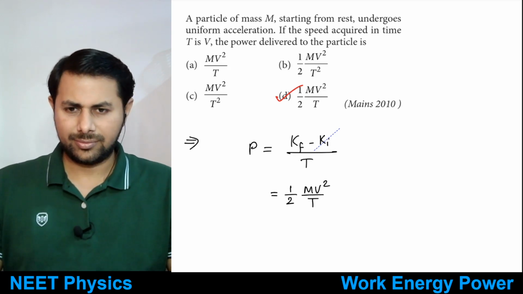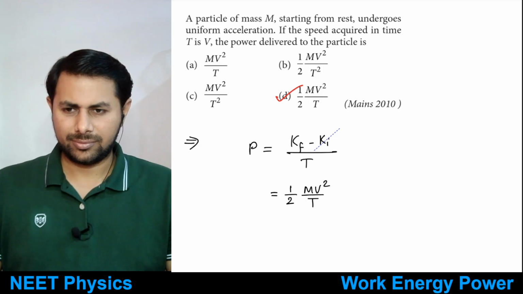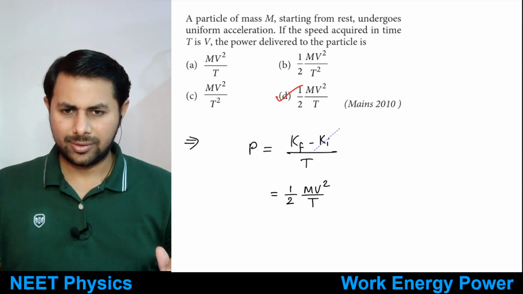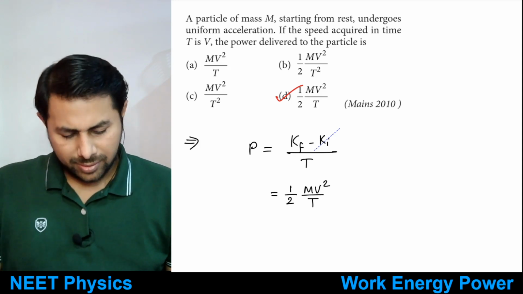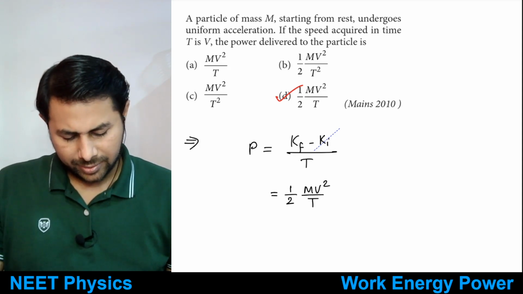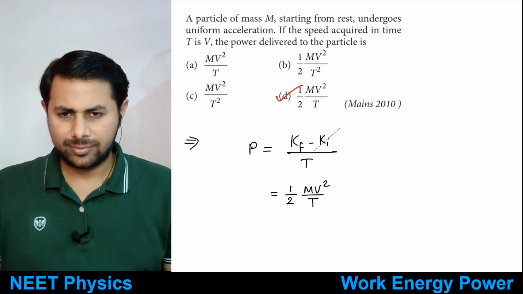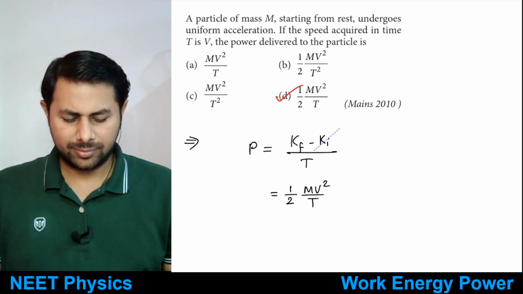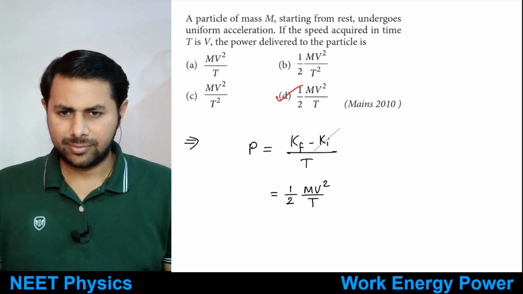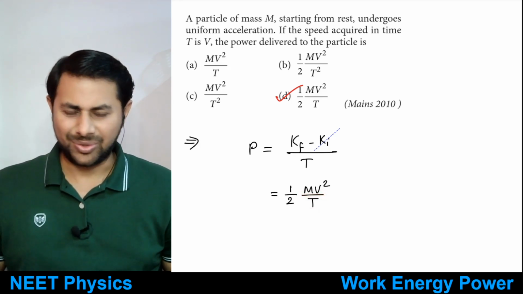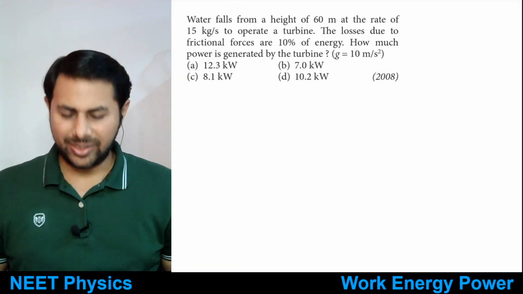Yes, no? Option B, 5t square. Yeah, no problem. So half of mv square divided by t only. Okay, no problem. Let's see next one.